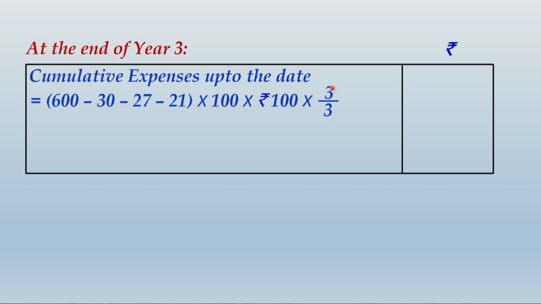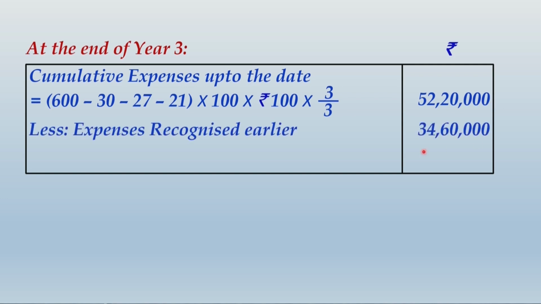is achieved, what you get finally is this ratio of 3/3, because out of 3 years of vesting period, all 3 years have been passed. When you make this calculation, it is basically the entire amount of share based payment reserve that you have to create, but out of this, the reserve already created and expenses already recognized earlier were 34,60,000, that is combined figure of year 1 and year 2.